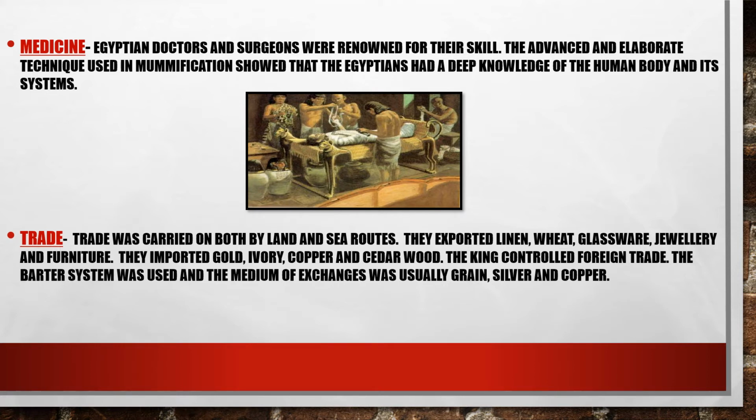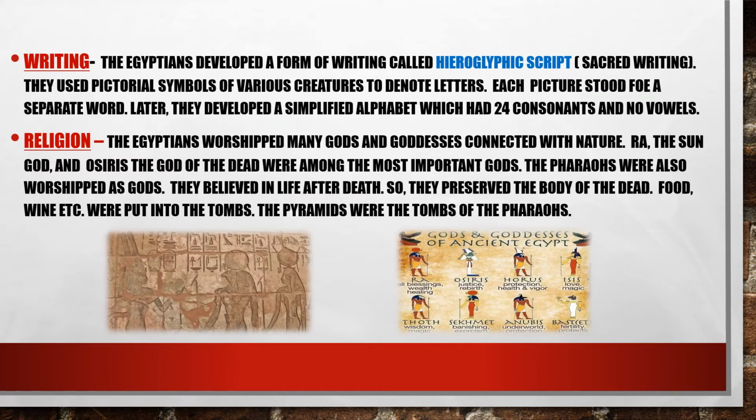The king controlled the foreign trade and the barter system was used, and the medium of exchange was usually grain, silver and copper. Next, let's move to the next topic. So our next topic is writing. The Egyptians developed a form of writing known as hieroglyphic script, which basically means sacred writing.